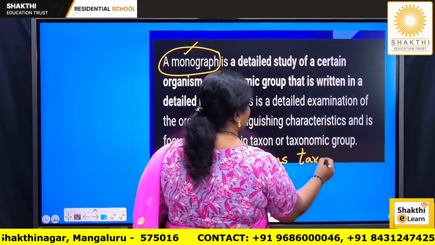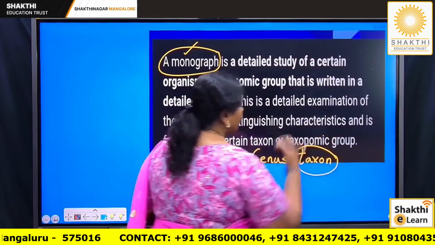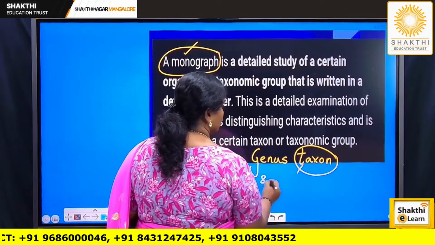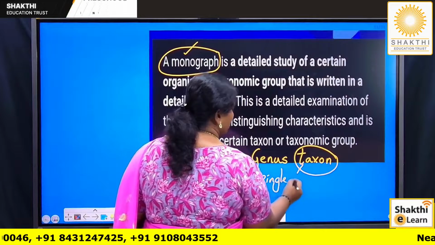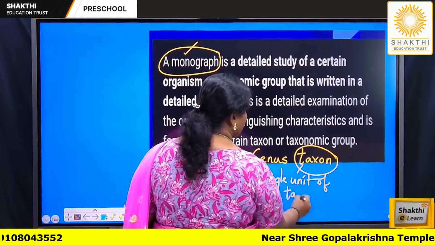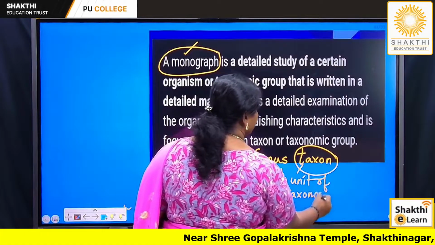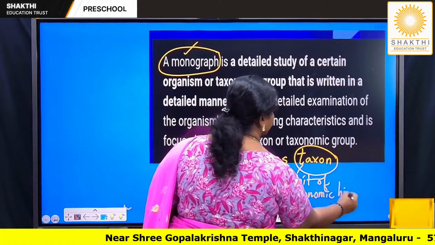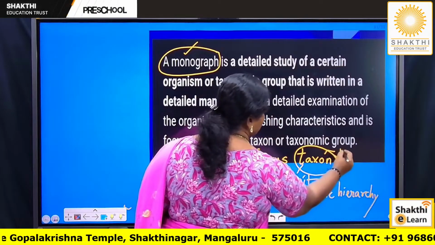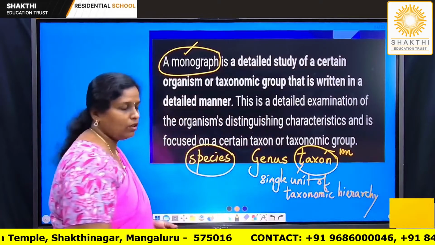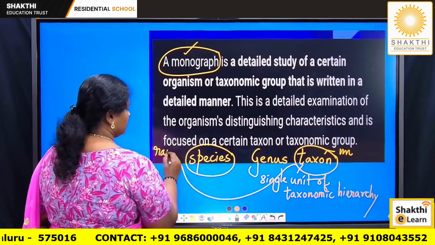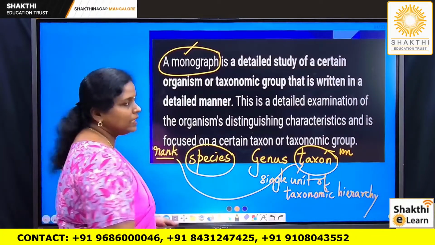What is the meaning of taxon? Taxon is each unit of taxonomic hierarchy. Taxon is each or single unit of taxonomic hierarchy. This can be an important 1-mark question. Make a note of this. What is taxon? Taxon is also known as rank. Taxon is otherwise known as rank.